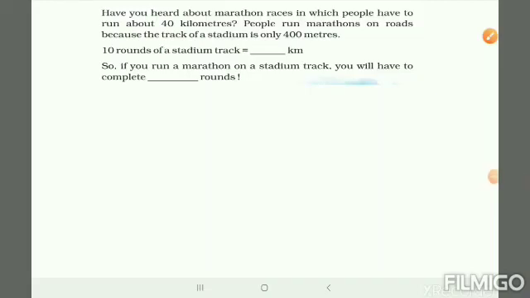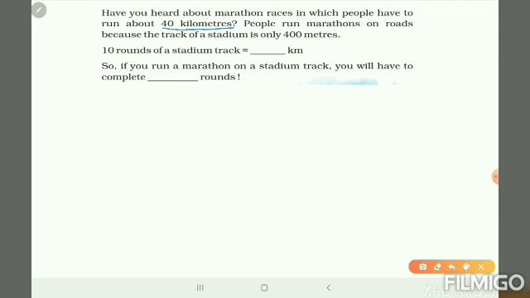I hope you have opened page 17. Let's see what is given here. Have you heard about marathon races in which people have to run about 40 kilometers? Now see, this 40 kilometers is a very long distance.